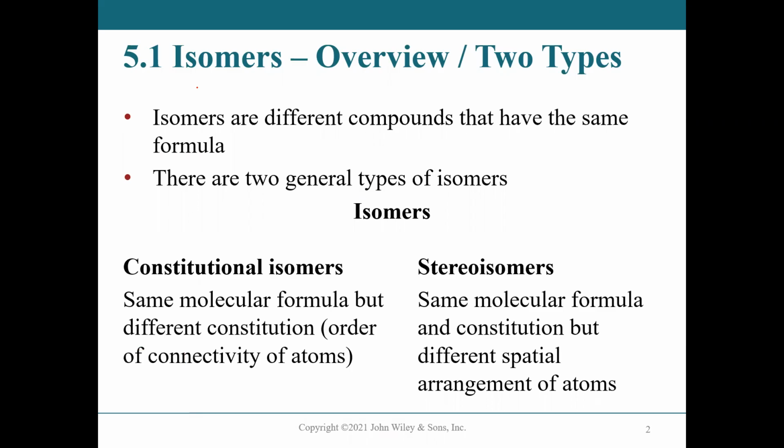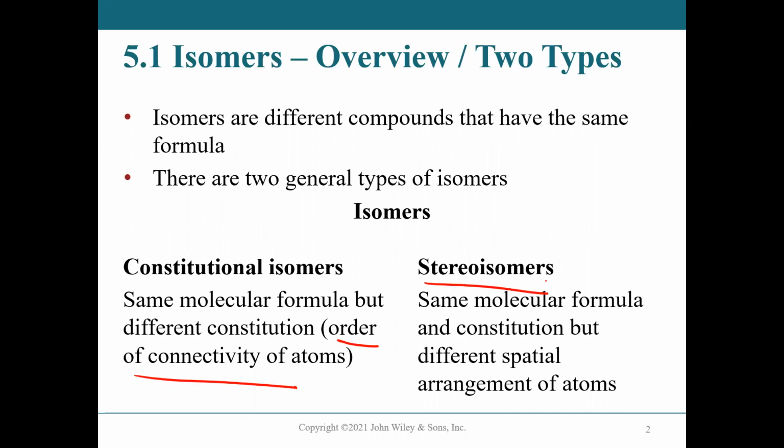So isomers are different compounds that have the same formula. And we have two different types of isomers. We can have constitutional isomers. They're going to have the same molecular formula, but different constitution. So the order of connectivity is different. That's the big deal right here.